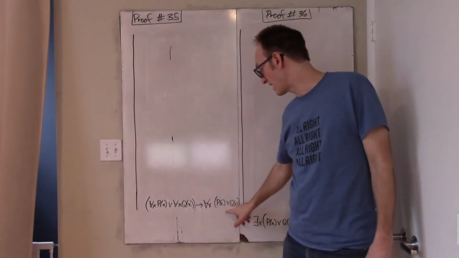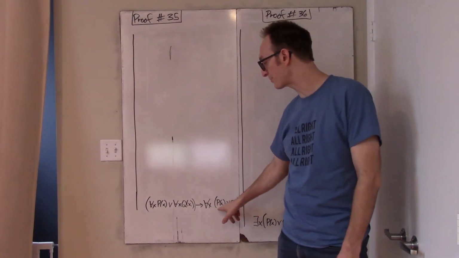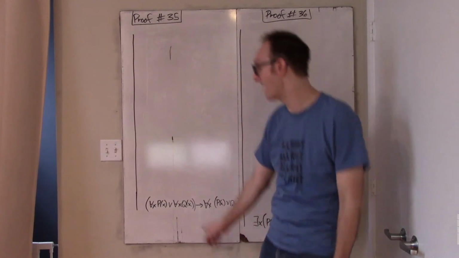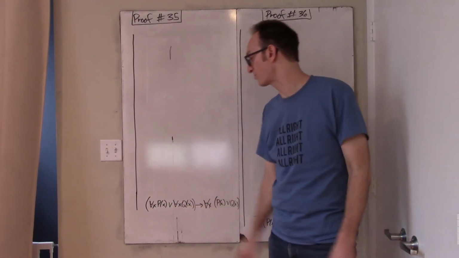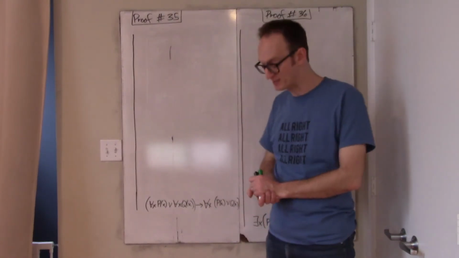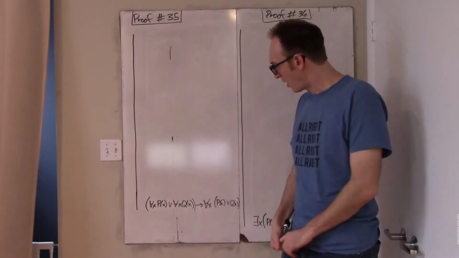Notice that this does not work in the opposite direction. If everyone has either property P or property Q, perhaps both, I cannot conclude therefore that everyone has property P or everyone has property Q. So we should be able to execute this proof, but we should not be able to execute it in the reverse direction. Alright, how are we going to do this proof?